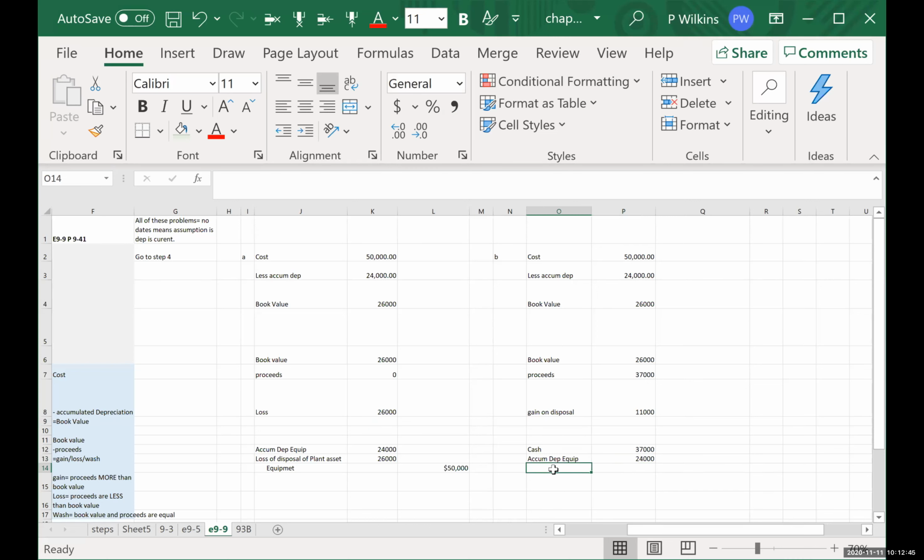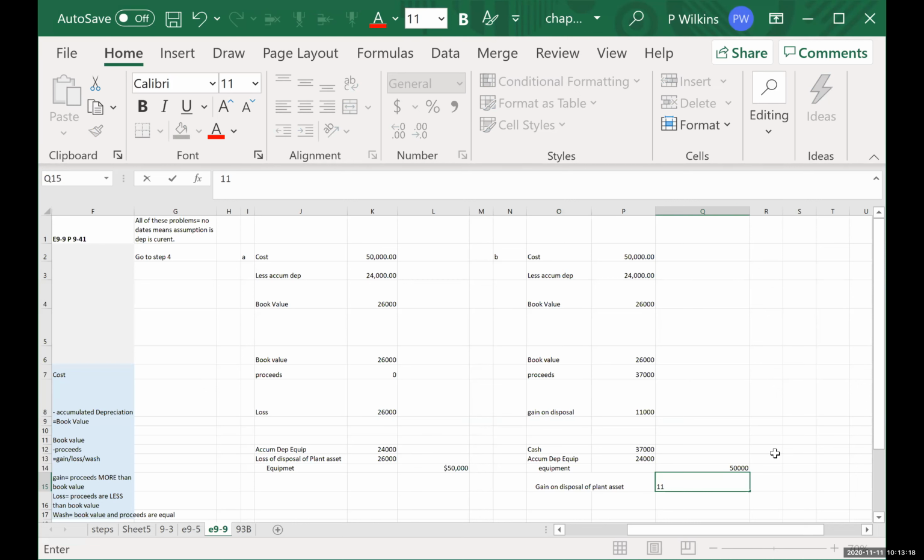We then have to get rid of the asset. So we are going to credit the asset account, equipment, and that's for $50,000. And then we are going to credit gain on disposal of plant asset. And the gain was $11,000.